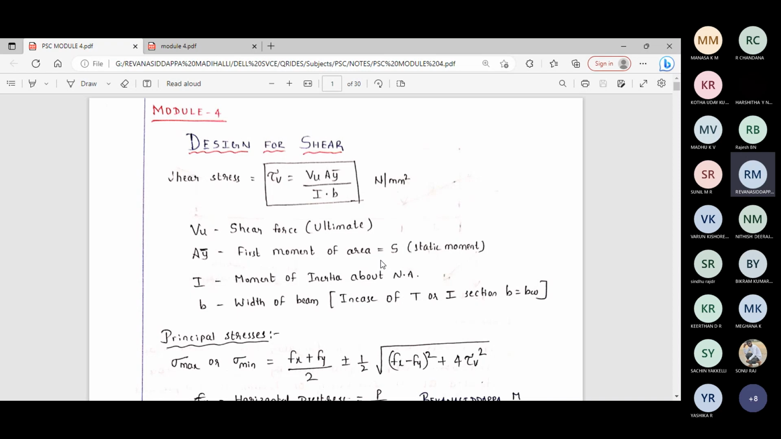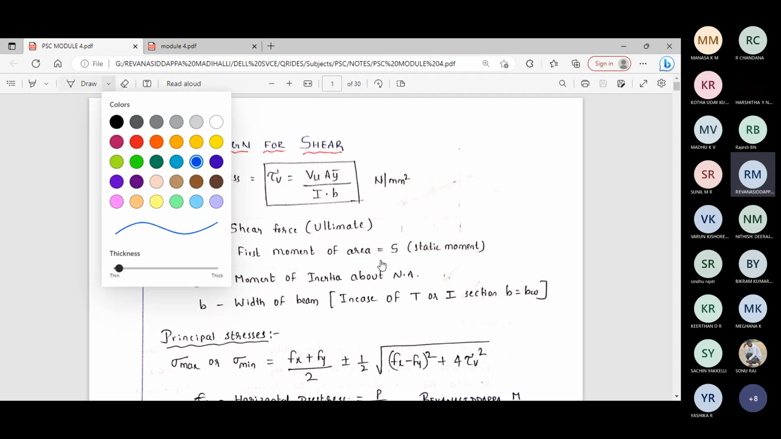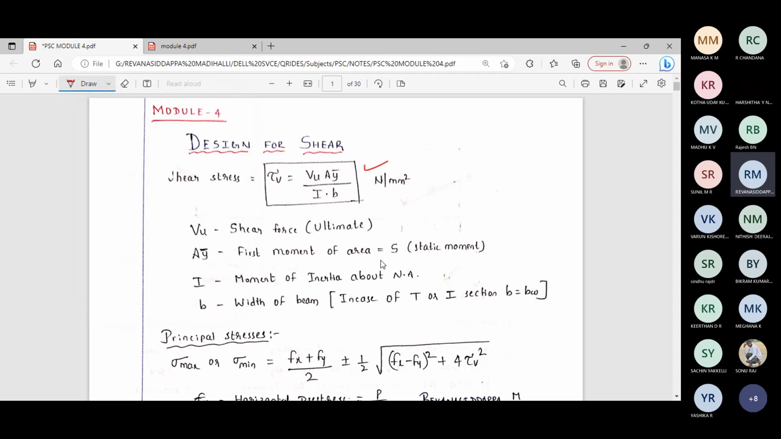This formula you are already aware of. It's a very general formula. In third semester you learned about it. The shear stress at a point on a beam, tau v, is equal to Vu into A y bar divided by I into B, where Vu is the shear force, A is the area of the cross section, and y bar is the distance of the centroid of the section from the neutral axis.